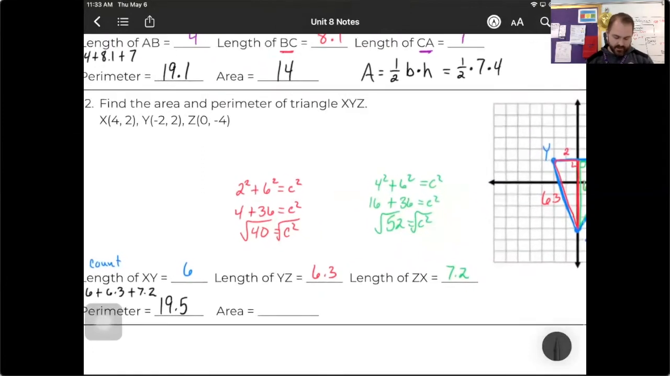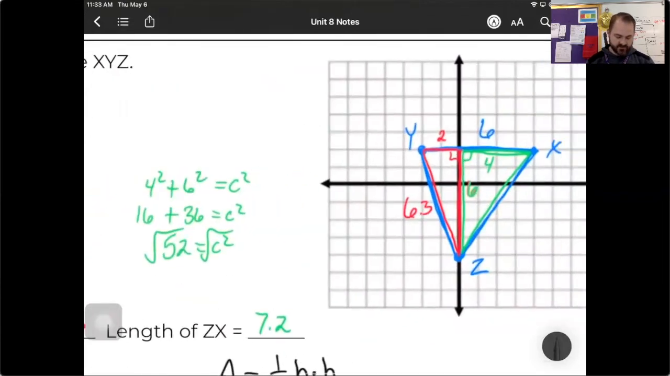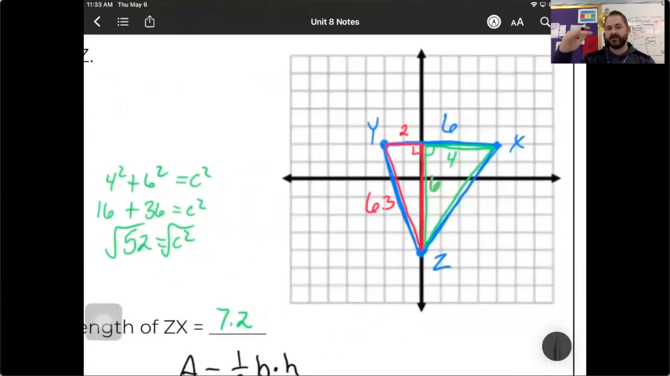But for the area, remember, it's still a triangle. Area needs to be 1/2 base times height. So to find the area, I need to identify base and height. Well, anytime you have a horizontal segment of a triangle on a graph, we really want to use that as the base, because the vertical distance from that side to an opposite point will always give us the height.